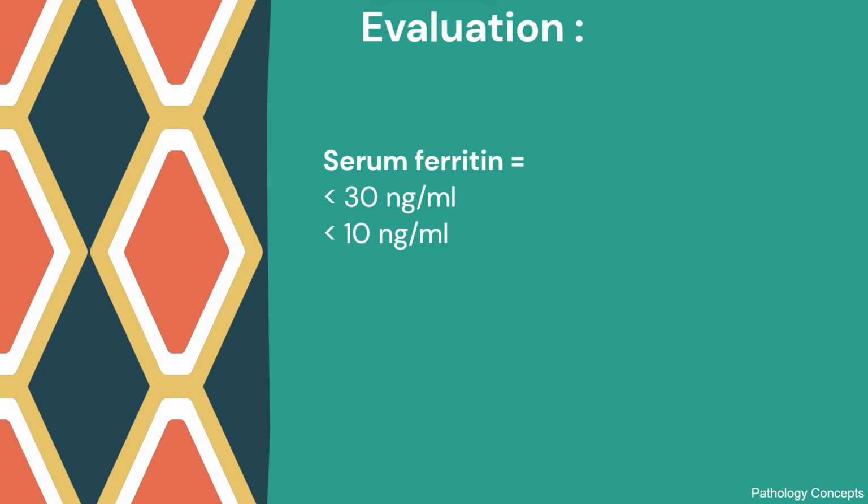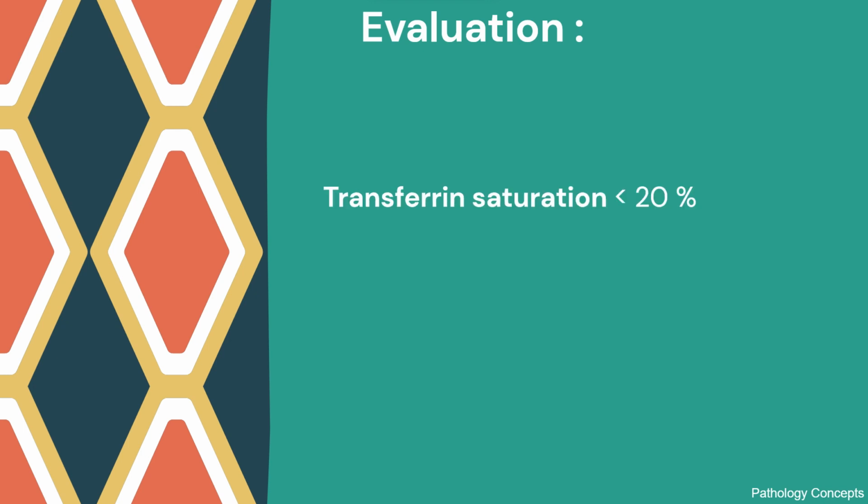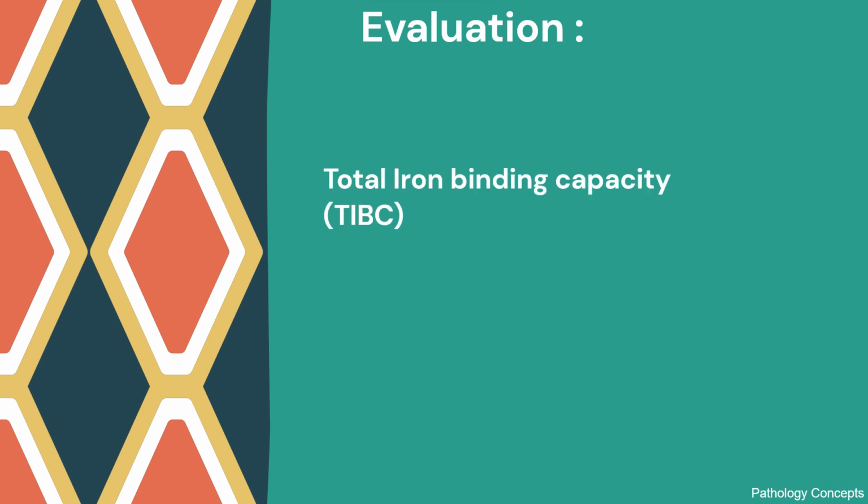Less than 10 to 15 ng per ml is 99% specific for iron deficiency anemia. Transferrin saturation of under 20% generally indicates iron deficiency. TIBC, that is total iron binding capacity, is an essential test used for the diagnosis of iron deficiency anemias and other disorders of iron metabolism.